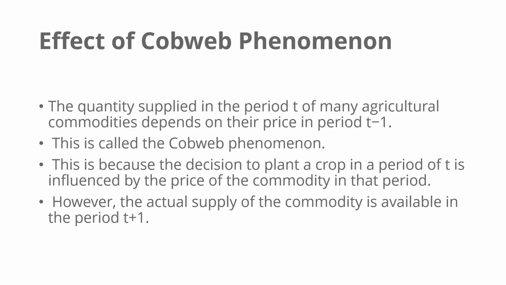However, you can see that the actual supply of the commodity is available only in period T plus 1. That means that all these are connected. All these are actually links of a particular chain.